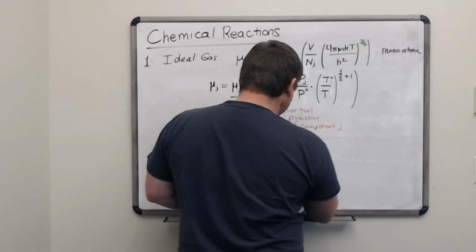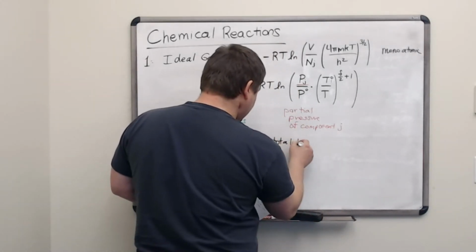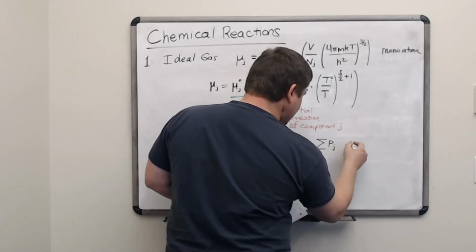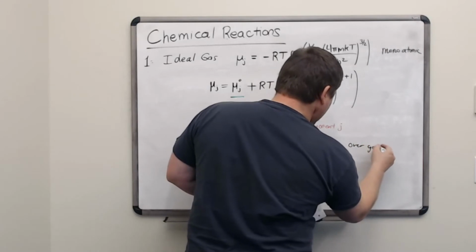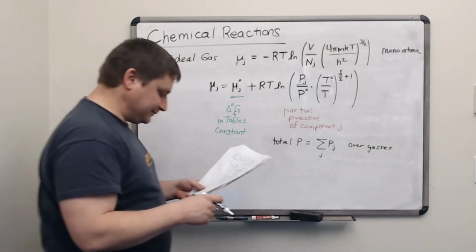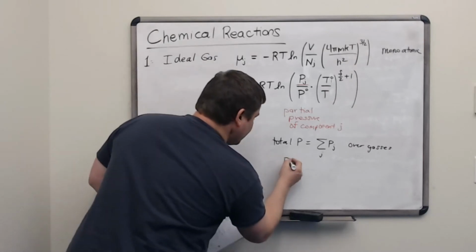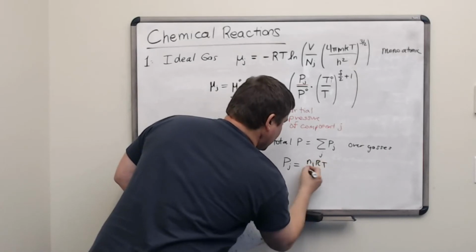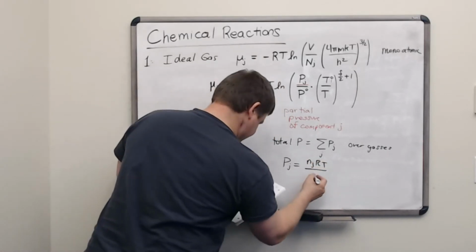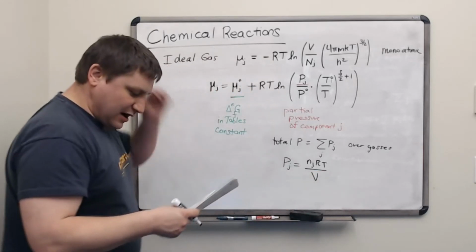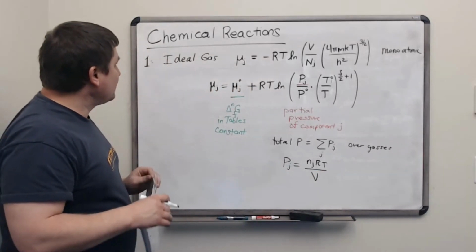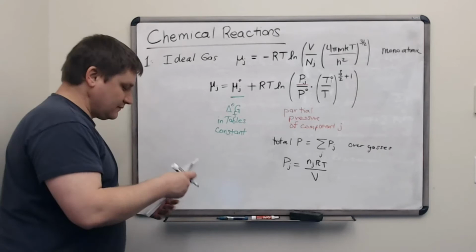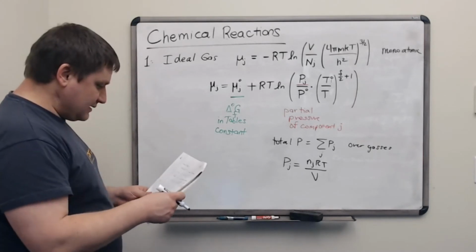So the total pressure is the sum of all the partial pressures over all the components that are gases. And each partial pressure obeys the ideal gas law on its own. So number of moles times RT over the total volume of the sample chamber. All right, so there's a formula there.